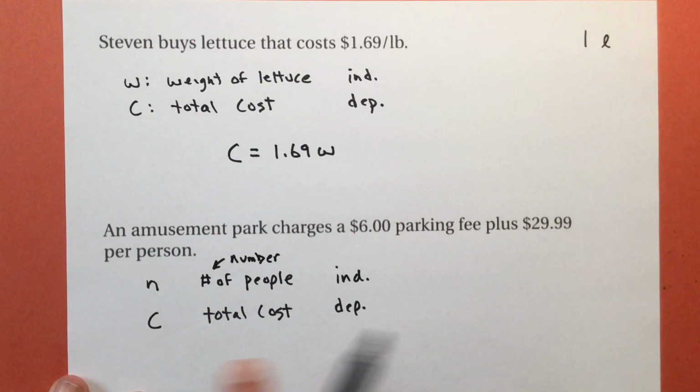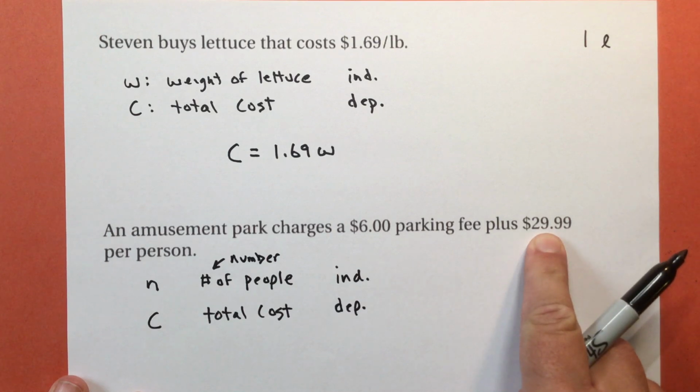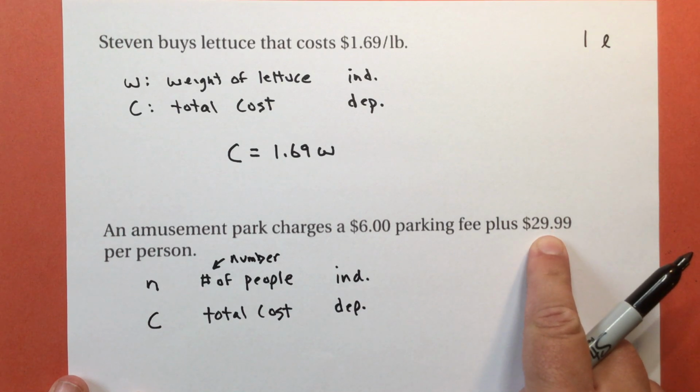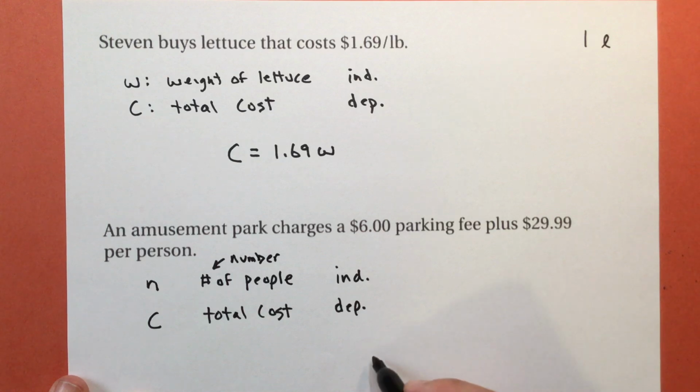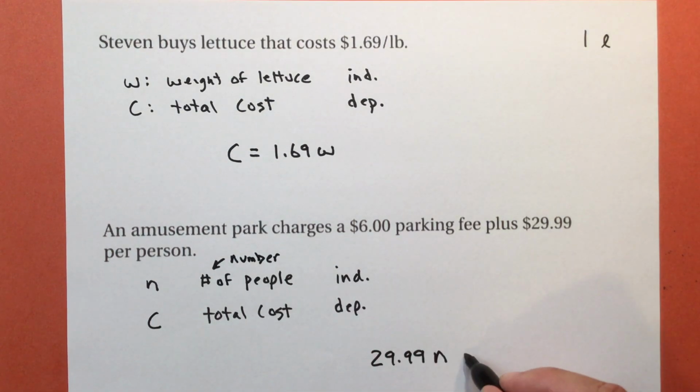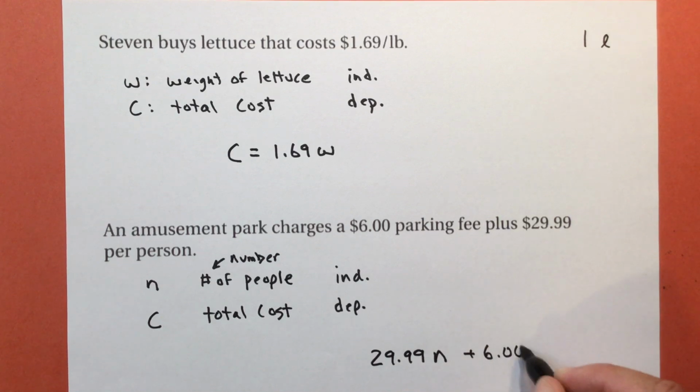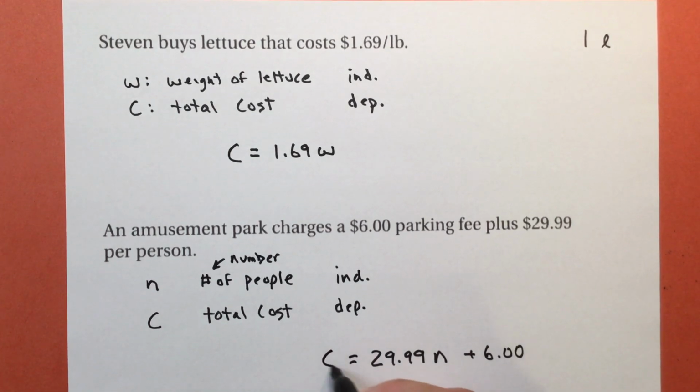All right. Each person is going to be $29.99. If I take 7 people, I'm going to add $29.99 7 times. So that's 7 times $29.99. Since I don't know how many people I have, I use N. That's going to be $29.99 times N. You also pay a one-time-only parking fee of $6. And that is going to give you your total cost. Okay, I will see you in the next video.